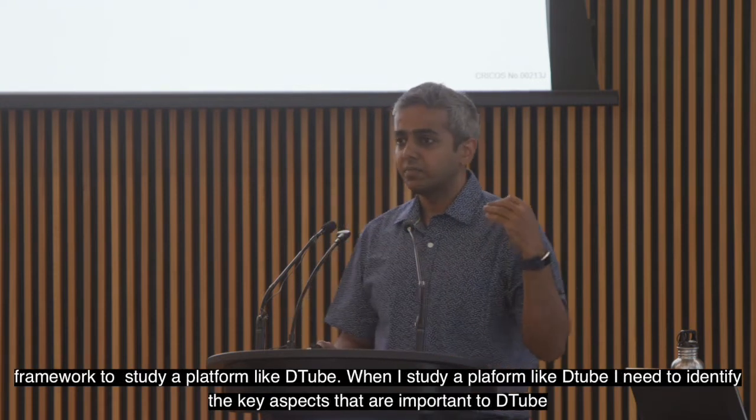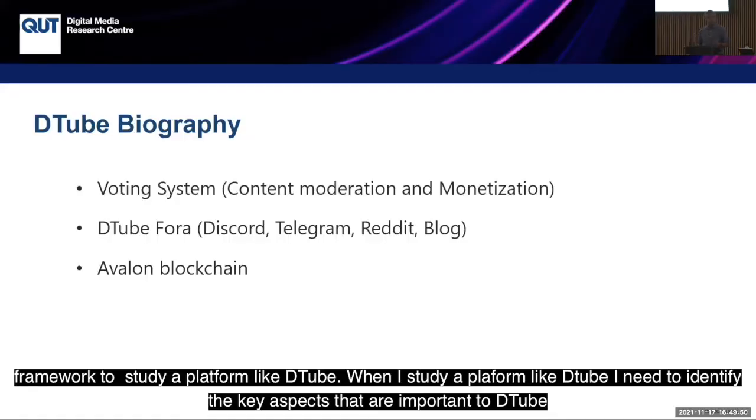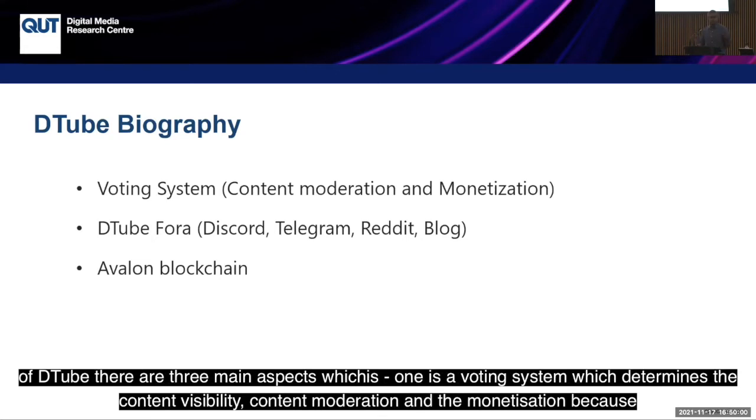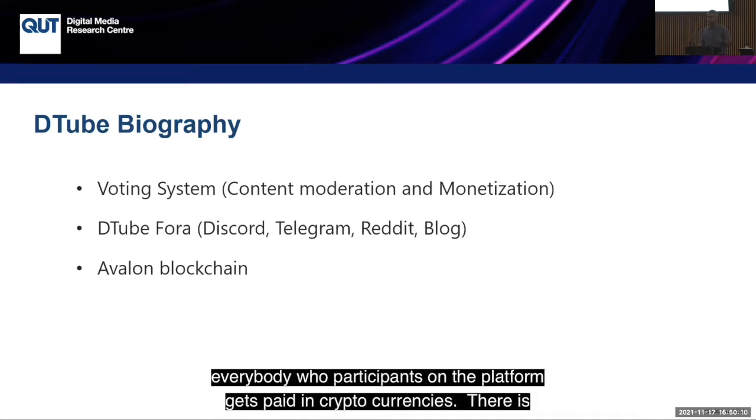And when I study a platform like DTube, I need to identify the key aspects that are important to DTube and how those aspects or features have changed over a period of time. In the case of DTube, there are three main aspects: one is a voting system, which determines the content visibility, content moderation, and the monetization, because everybody who participates on the platform gets paid in cryptocurrencies.